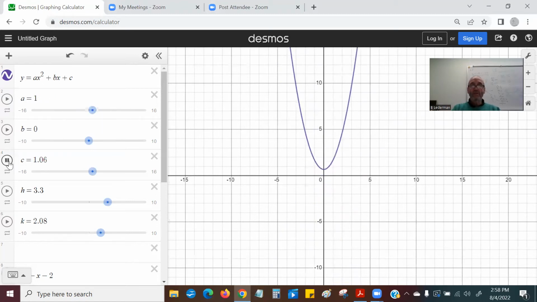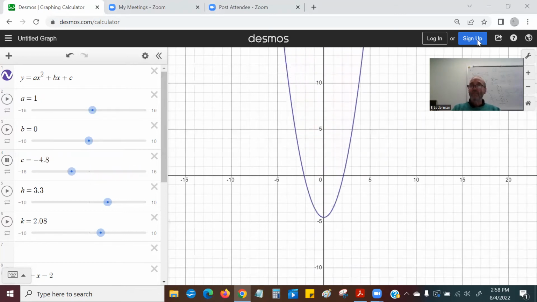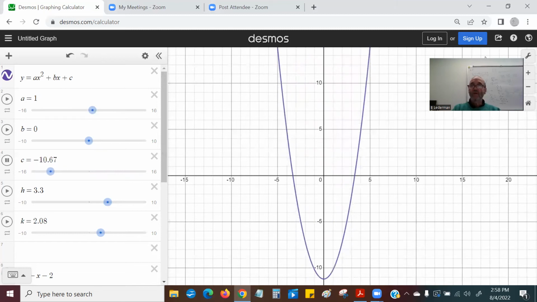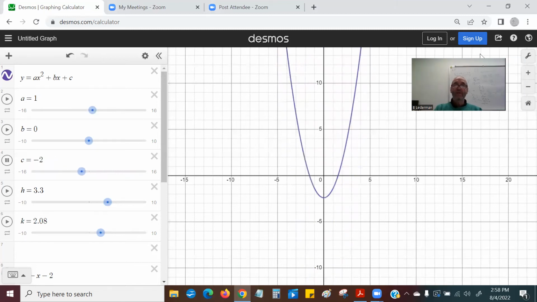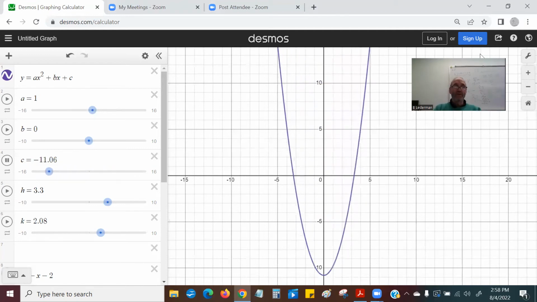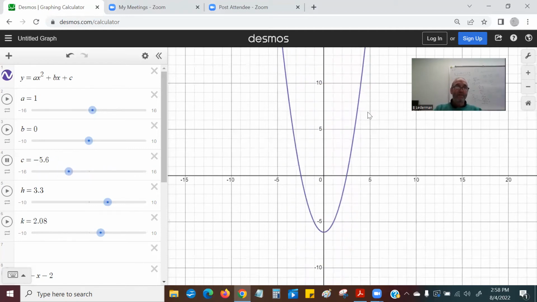The C just basically goes straight up and straight down, just like it always did. C just has to go straight up, straight down, just like the K in a previous video. And let's stop the C.